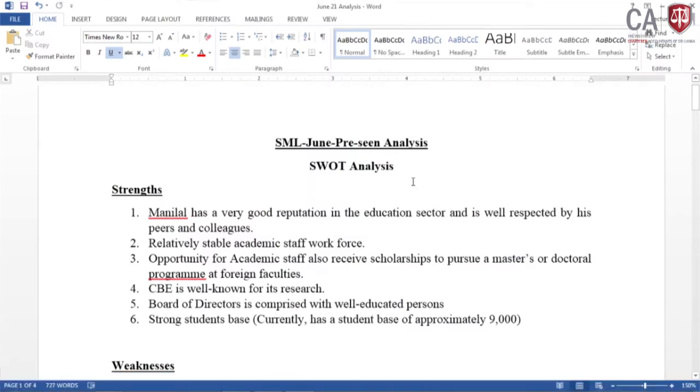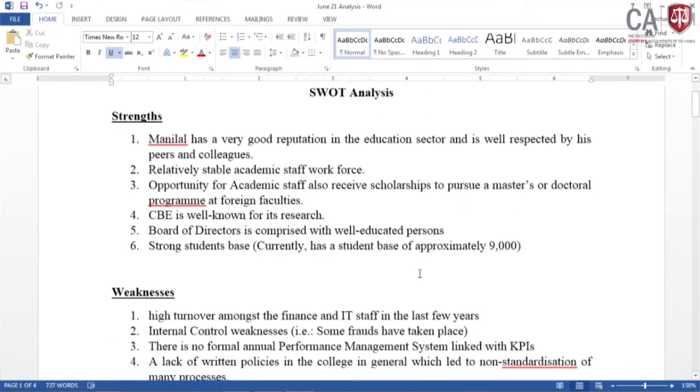Look at the SWOT here. So, what are the strengths we can identify? First strength I have identified is Manil has a very good reputation in the education sector and is well respected by his peers and colleagues. It is a strength, no? He can use his brand name to develop the business.